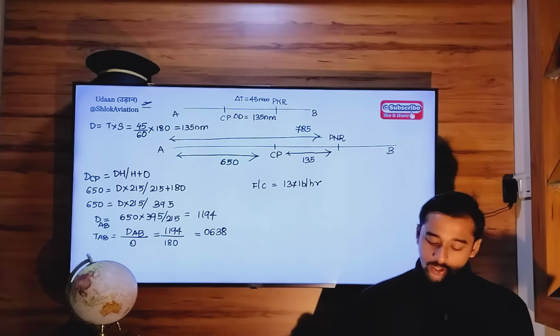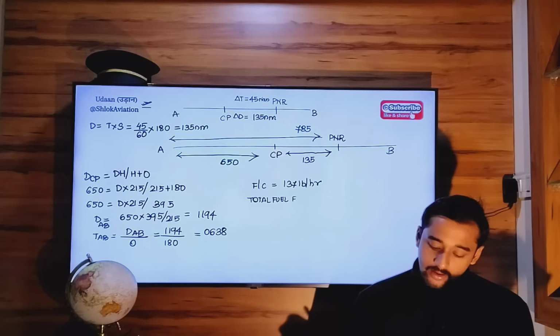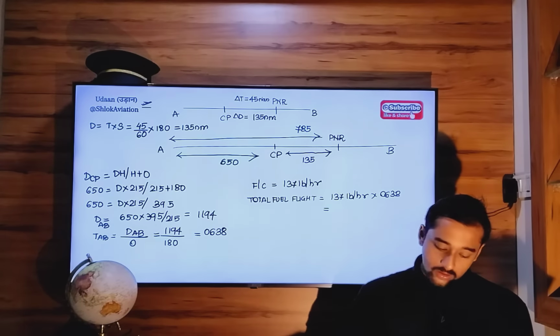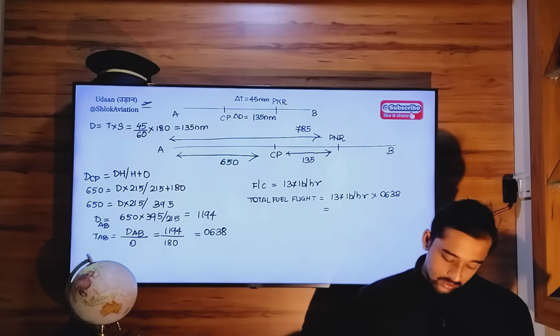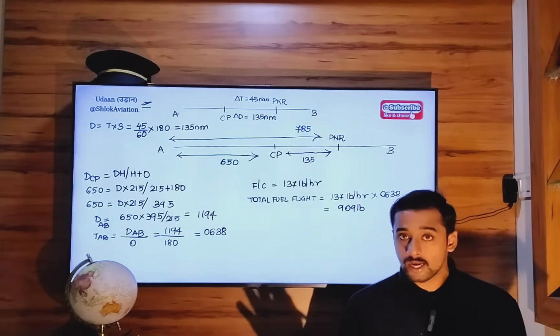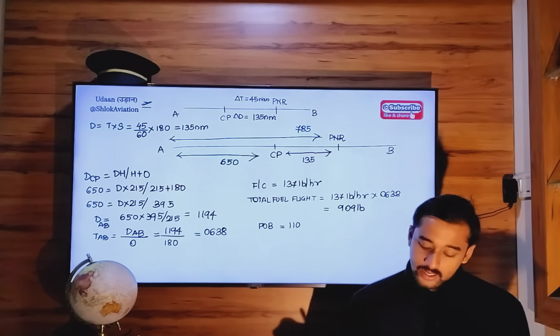So total fuel consumed for 6 hours 38 minutes will be total fuel required for this flight, or flight fuel. It will be 137 pounds per hour multiplied by 0638, which is 909 pounds, approximately 909 pounds. Now the fuel on board is 1100 pounds.